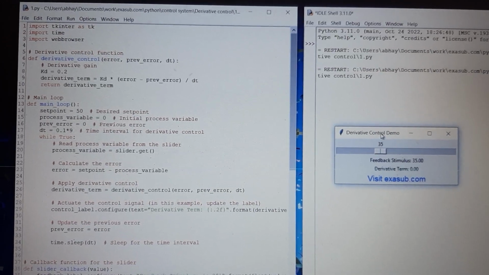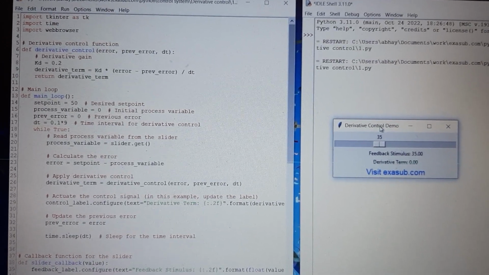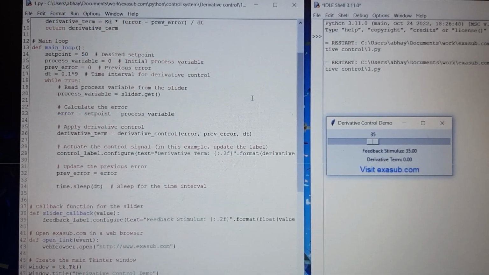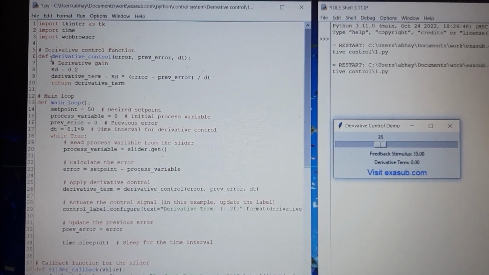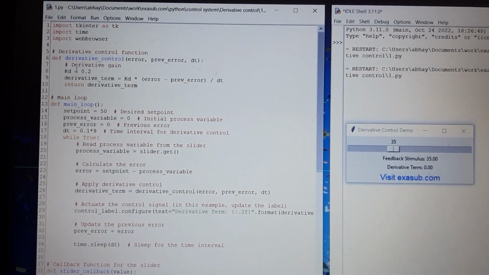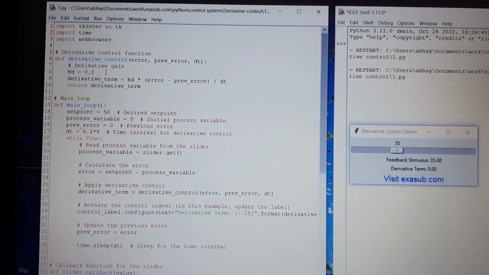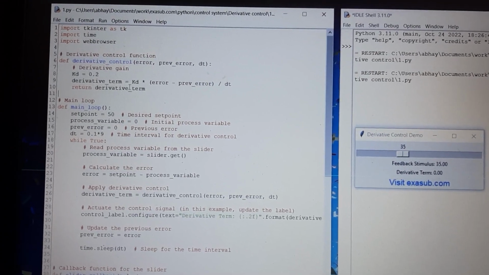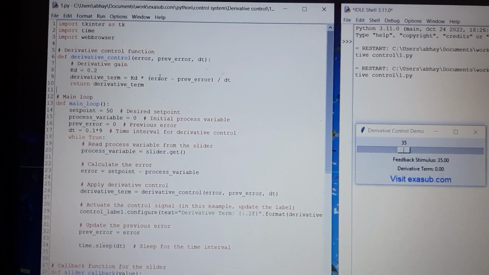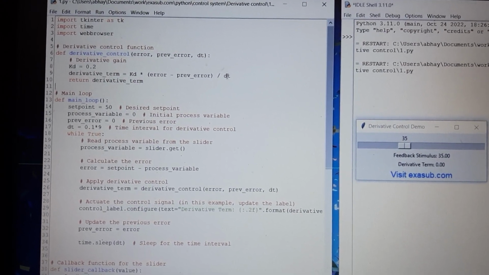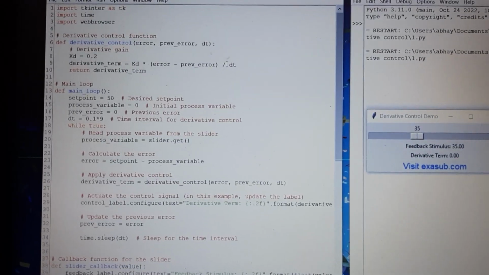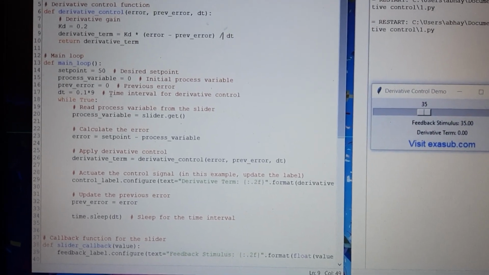So this is a derivative control demo, and this script is being written in Python. This is the derivative control function. We define KD, the derivative gain, as 0.2. The derivative term is KD multiplied by the error minus the previous error, divided by the time delay. Okay, so this is the main loop in which we are calling this.